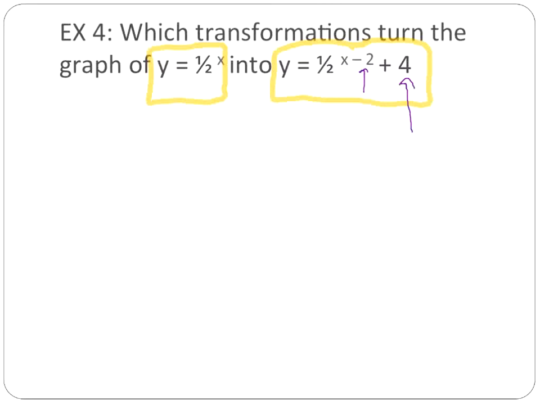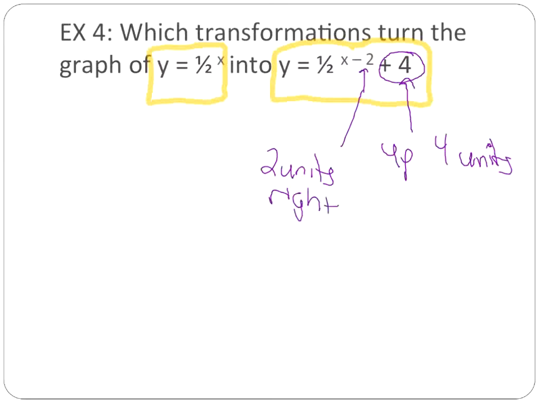So let's all start with the plus 4. The number at the very, very end. What does the number at the very, very end do to your graph? Shifts it up. So we would say that that's a transformation of up 4 units. And how about the negative 2? Be careful. I know I don't have it in parentheses, but it's an exponent. So it's 2 to the right. Good job. 2 units to the right.